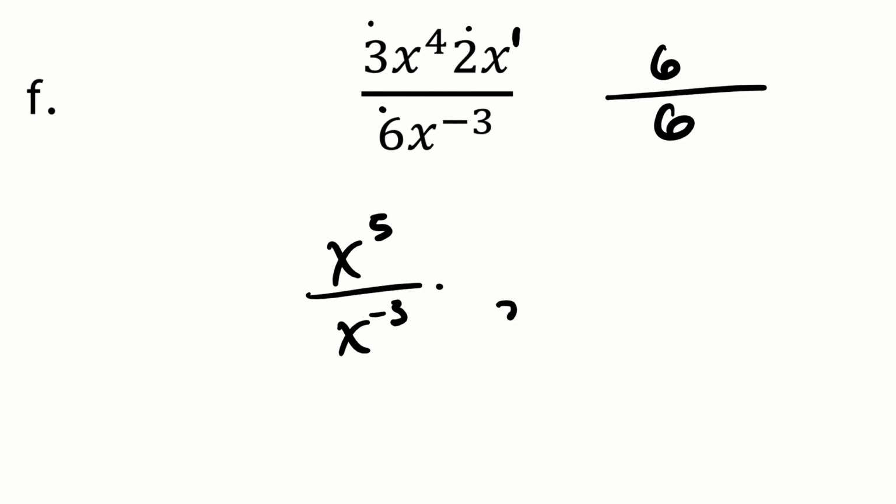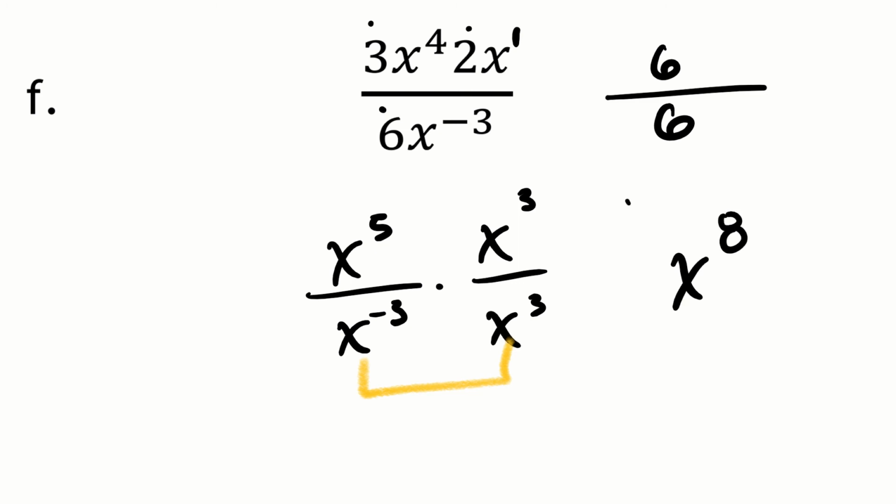To get rid of that negative exponent, I'm just going to multiply by 1. So I'm going to go x cubed in both the numerator and denominator. And when I multiply these two, I get x to the 0, which equals 1. So my answer is just going to be x raised to the 8th power. I have 8 factors of x here.